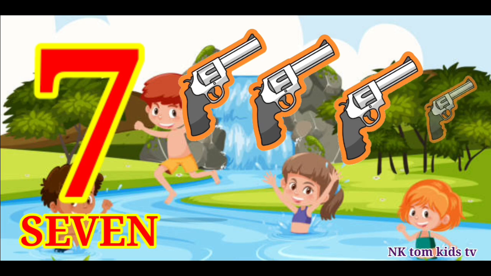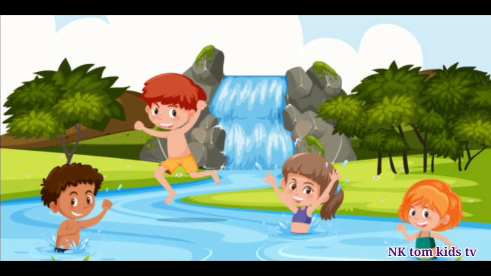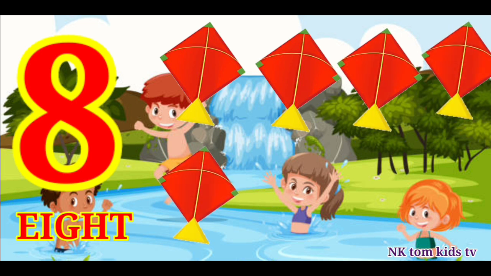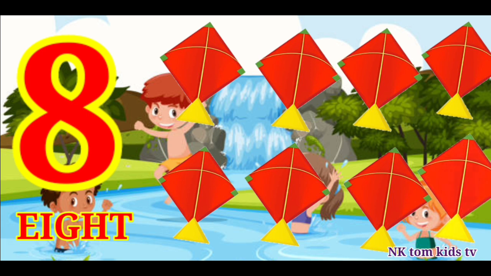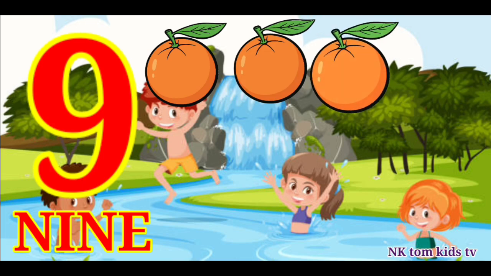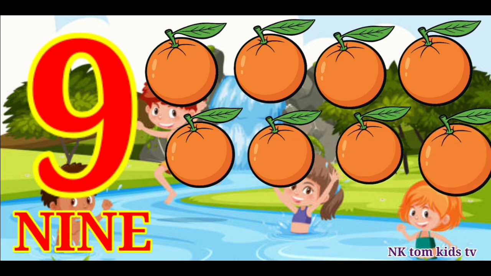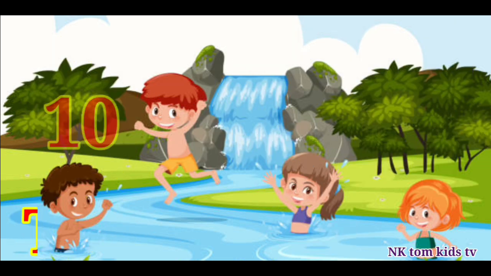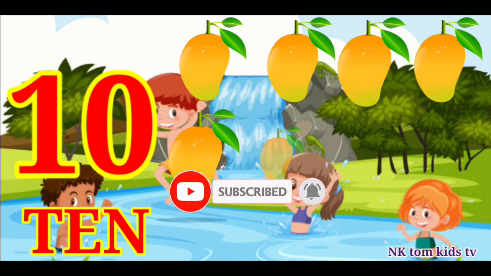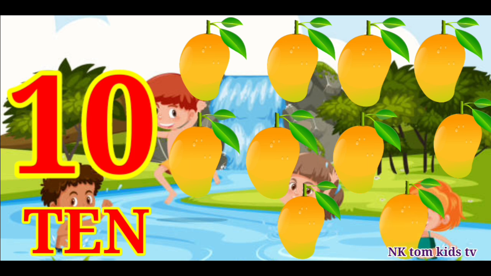7. 1, 2, 3, 4, 5, 6. Seven guns. 2, 3, 4, 5, 6, 7, 8. 8 kites. 9. 1, 2, 3, 4, 5, 6, 7, 8, 9. 9 oranges. 10. 1, 2, 3, 4, 5, 6, 7, 8, 9, 10. 10 mangoes.